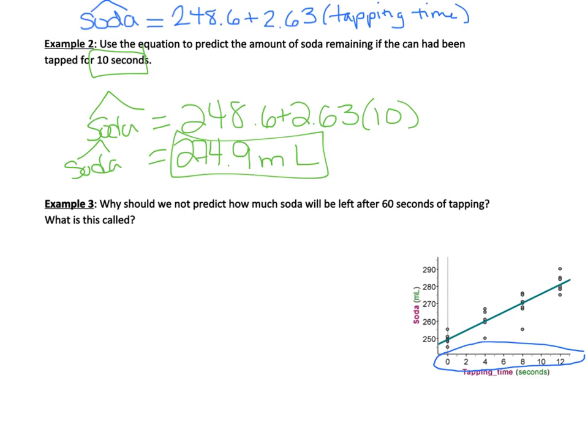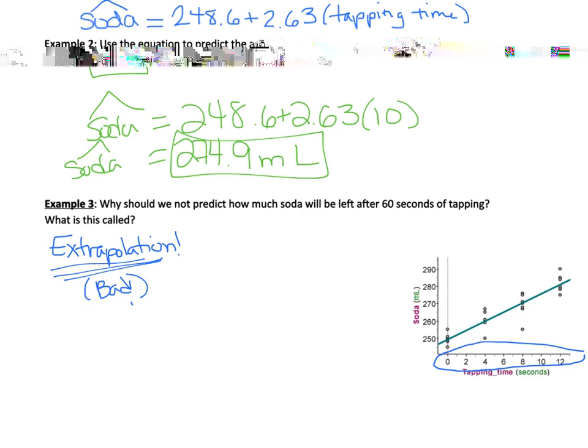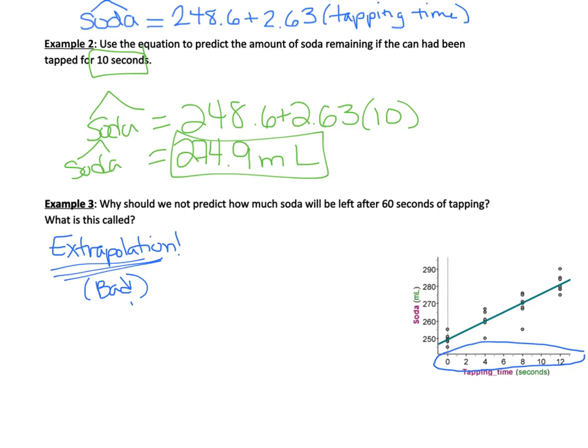60 is really, really, really far away from those. And this is what we call extrapolation. And it's extrapolation, I'm going to put an exclamation point. This is a very bad thing. I'll just write bad there just so you remember that. So what that means is that 60 seconds is far away from all the other data. We can't predict anything that far away. So it's too far away.